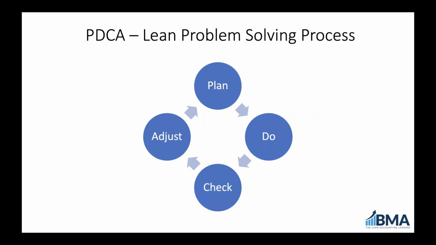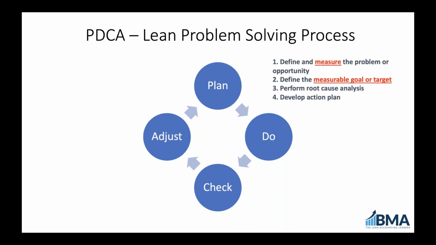Continuous improvement, one of the systems of the lean system, is based on the plan, do, check, adjust process. It's also known as lean problem solving. For those of you who are not familiar with this, plan, do, check, adjust is just the scientific method as applied to business processes. It's a very disciplined methodology. And if you're trying to improve something, you must be able to measure the problem or the opportunity. You want to know the extent of the problem.